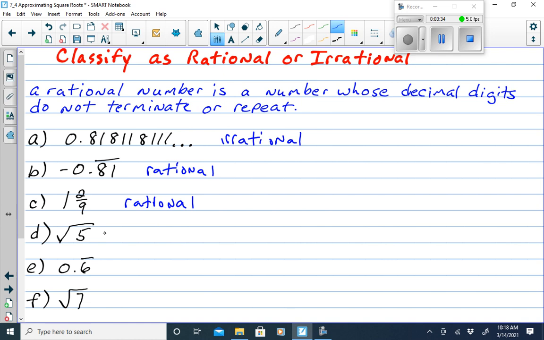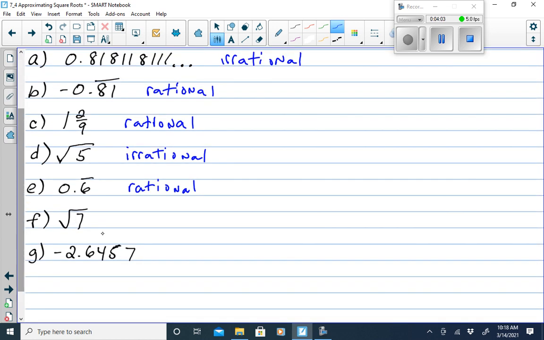The square root of 5, that's the square root of a number that is not a perfect square, that is going to be irrational. The next example, we have a repeating decimal, as shown with the line over the 6. Any repeating decimal can be written as a fraction of two integers. So that is a rational number. Our next example, we have the square root of 7. 7 is not a perfect square number, so the square root of 7 is irrational.